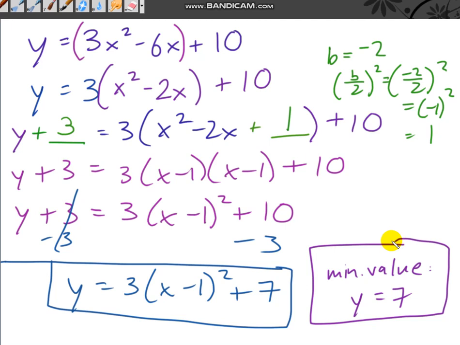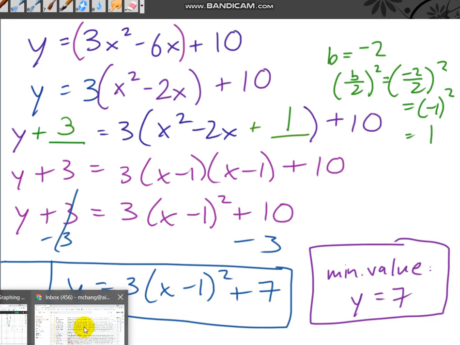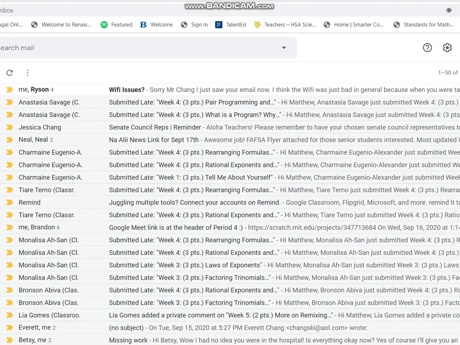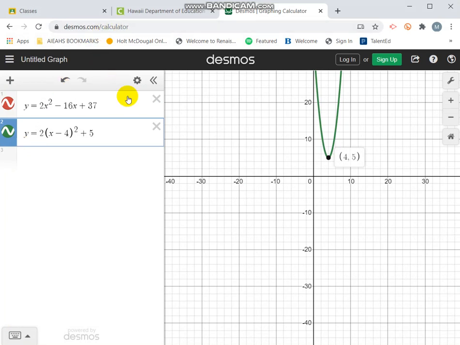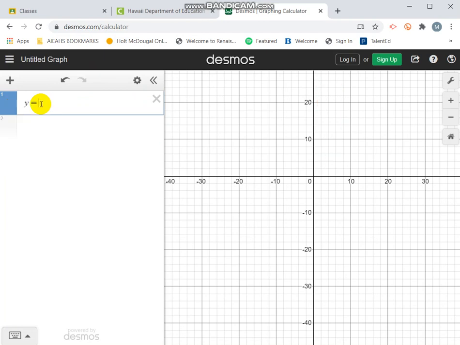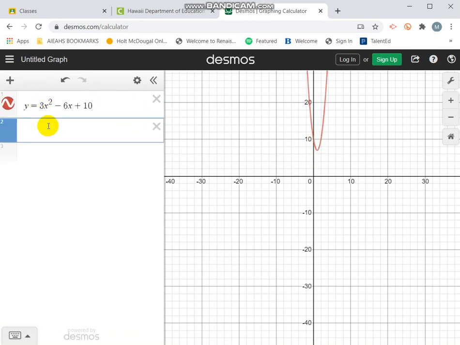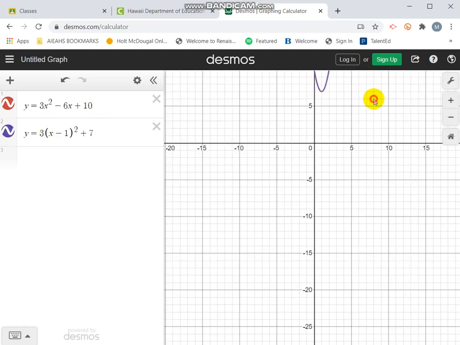Right? So let's go ahead and take this original expression and just show you what we did. Okay, so I'm going to open up Desmos. I'm going to clear the screen. So we have 3x squared minus 6x plus 10, and we have y equals 3 times x minus 1 squared plus 7. So as you see, we did the completing the square process correctly, and the purple curve goes right on the red curve.